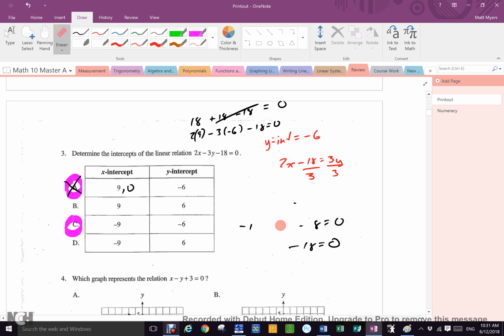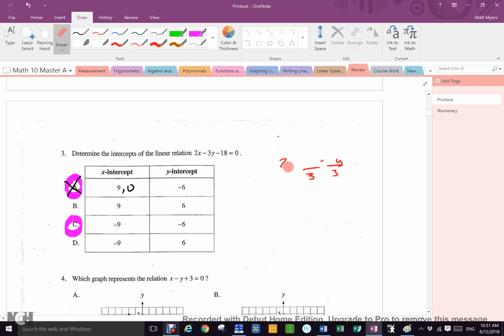Michael has said that the y-intercept is negative 6. Is he correct? Yeah. 2x minus 3y minus 18 equals 0. 2x minus 18 equals 3y. 2/3 x minus 6 equals y. So we know it has to be one of those. So where did we go wrong when we were subbing these in?